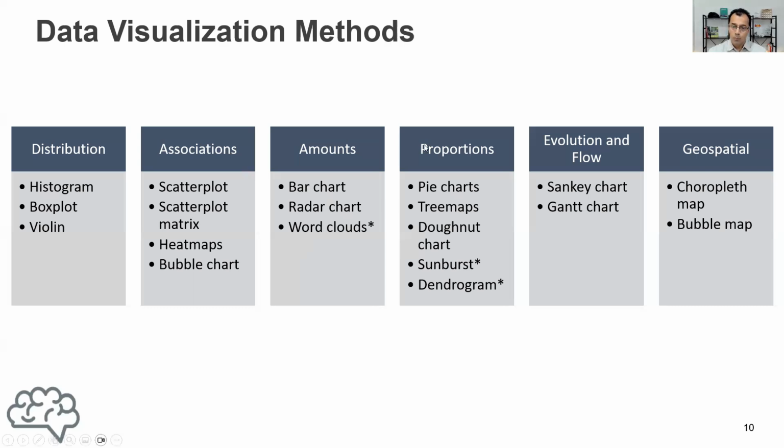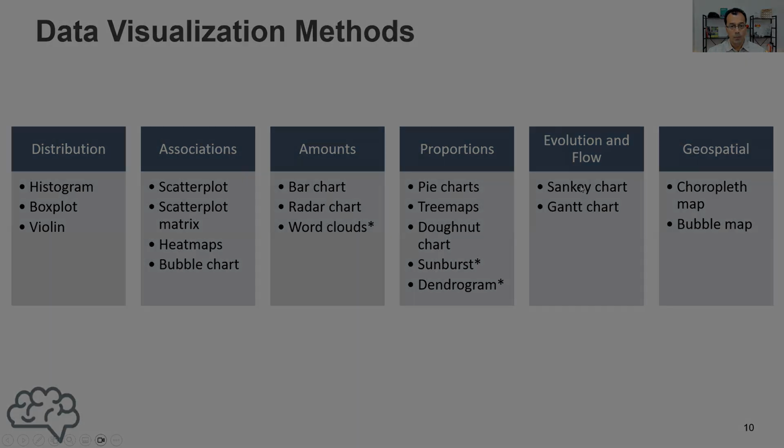Well, proportions, as the name implies, is when you're going to use a visual or a graph, and this visual is going to be divided into parts, and each part is going to represent a proportion of one specific variable. In this case, we are going to study pie charts, tree maps, the donut chart, and sunburst and dendrogram we are going to see in a different class. We are not going to see them in this class. And then we have evolution and flow. In this case, we are going to study the Sankey chart and the Gantt chart. And finally, geospatial data, we are going to see the choropleth map and the bubble map.